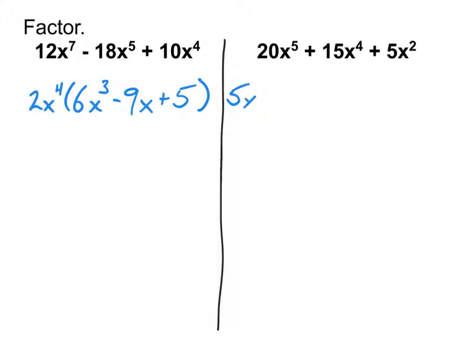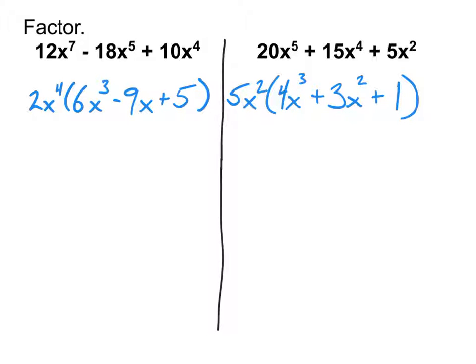So we're going to pull out 5x squared, and then we just do our division. 20 divided by 5 is 4. I'm taking 2 of the x's out of the 5 here, which leaves me with x cubed. Plus stays a plus. 15 divided by 5 is 3. I'm pulling 2 x's out of the x to the 4th, which leaves 2 behind, so that's going to be an x squared. Plus 5 divided by 5 is 1. X squared divided by x squared is also 1, not x to the 1, but just 1. And so the x's are all gone from that last term.